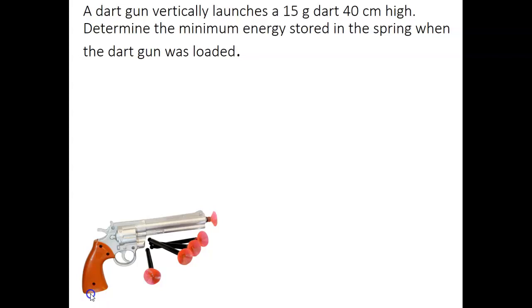So this is the first problem that we're going to try together using one of those LOL conservation of energy bar charts. A dart gun vertically launches a 15-gram dart 40 centimeters high. Determine the minimum energy stored in the spring when the dart gun was loaded. So like the others, we're going to start this off by making our LOL diagrams laid out.